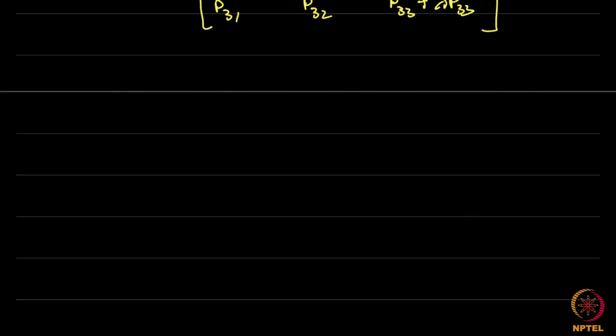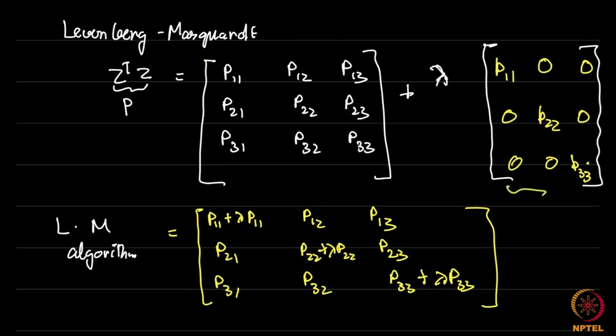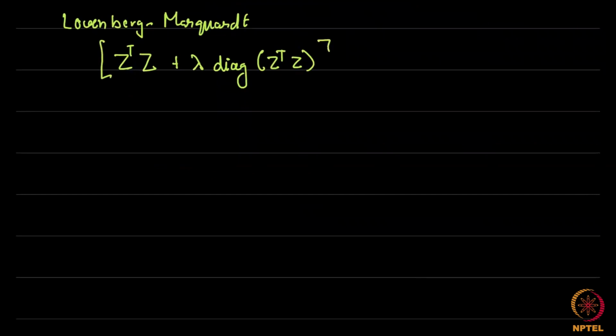So you can write Levenberg-Marquardt as Z transpose Z plus lambda times diagonal of Z transpose Z. So only the diagonal terms get added. That is this term. This is basically diagonal of Z transpose Z, multiplying delta W equal to Z transpose times delta Y, which we called D.